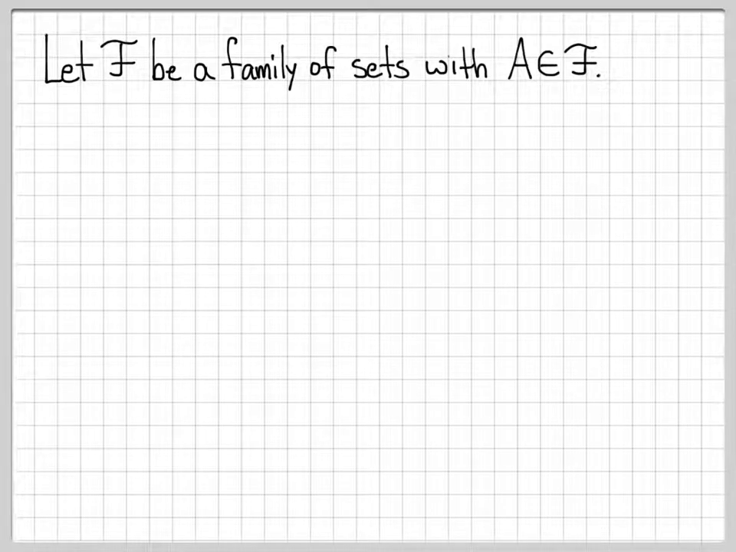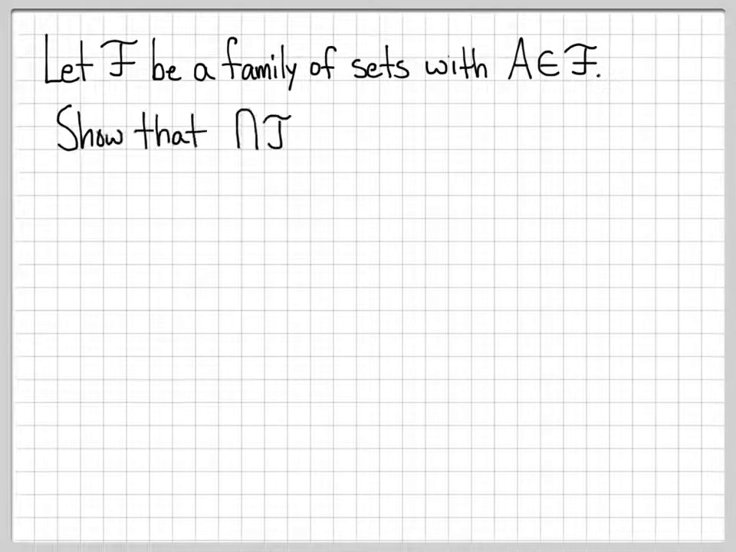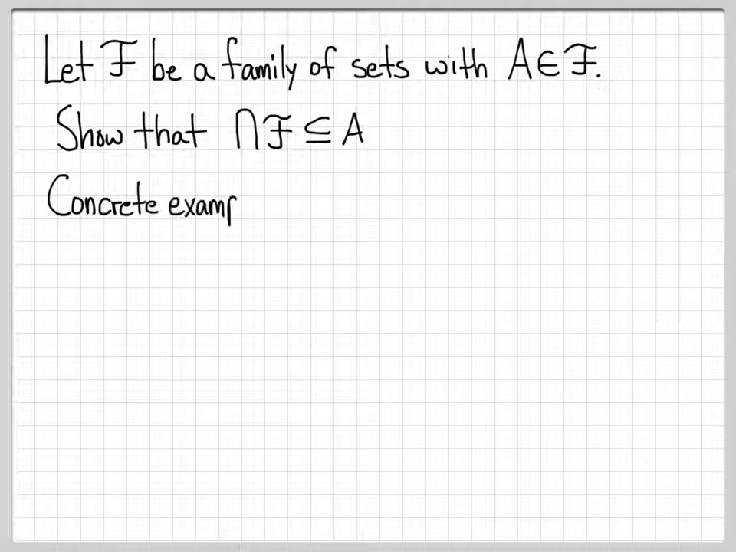Alright, let's do another example where we're working with a family of sets. So we're still going to have F be a family of sets, and we're going to let A be an arbitrary element of F. In this example, we're going to show that the intersection of F is a subset of A. So it's kind of similar to what we did, but just a little bit different.